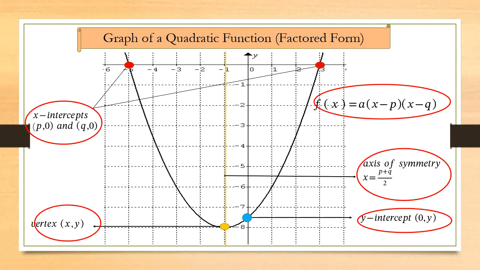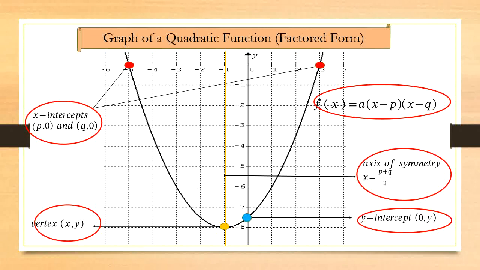Now we know that in order to sketch the graph of a quadratic function when given in factored form, we should be able to find the x-intercepts and the line of symmetry, which in fact is not that necessary to find unless you are asked to. Then thirdly, very important, you should know how to find the vertex and the y-intercept.